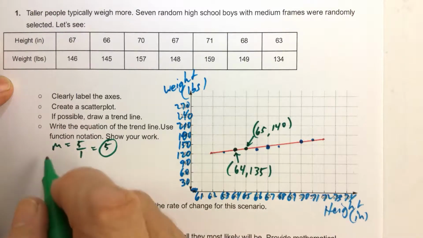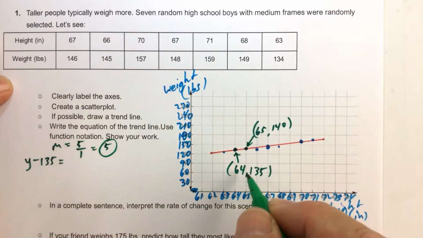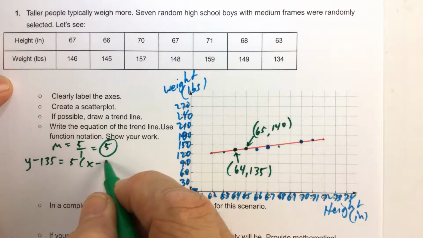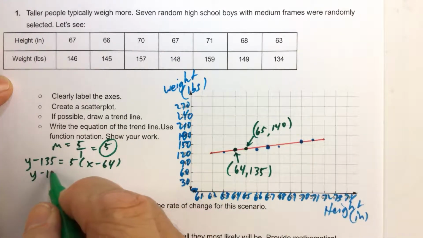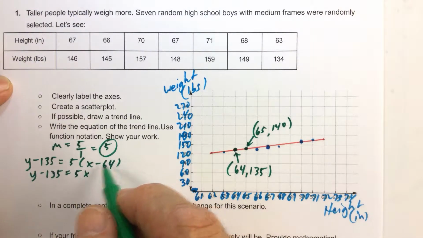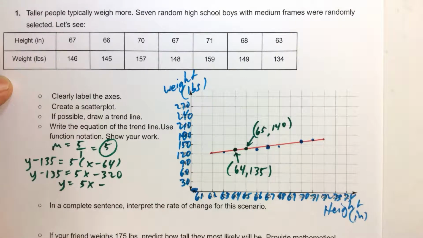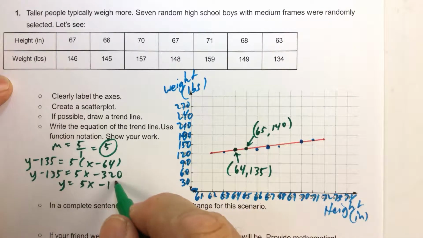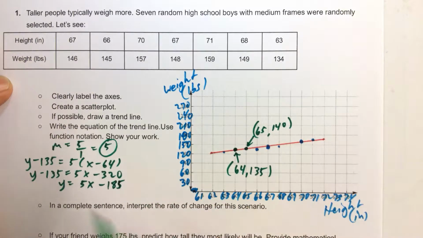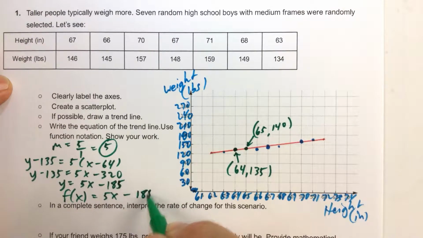Now my y-intercept, though, I want to plug in my y1, 135, and then my slope, and then my x1, 64. So I'm going to go ahead and solve for y in this equation. 5 times 60 is 300. 5 times 64 is 320. So then I have y equals 5x minus, so 320 minus 135 would equal 185. So that would be my trend line equation, and in function notation we have 5x minus 185.